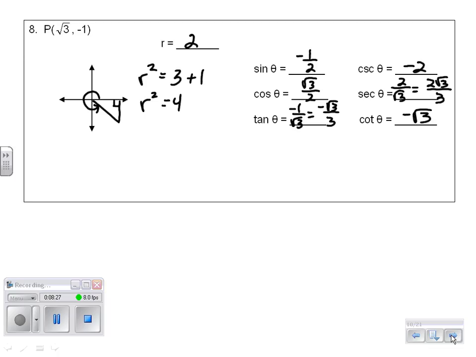So you're doing the same thing that we did before, but you have to realize that sines and cosines can be negative if the point's in a different quadrant. So this is Pre-Calculus Unit 17, Section 3.